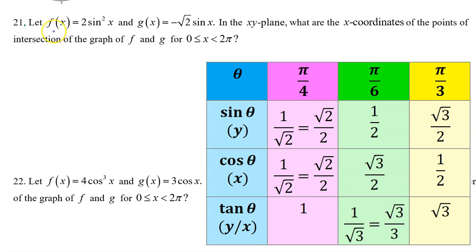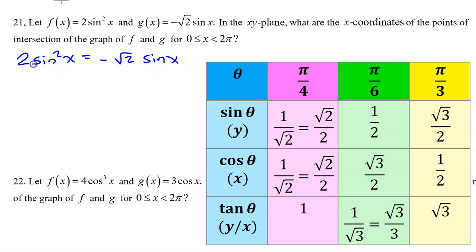Number 21. Let f of x equal 2 sine squared x and g of x equal negative radical 2 sine x. In the xy plane, what are the x-coordinates of the points of intersection of the graph of f and g on the interval from 0 to 2 pi? So we need to set these two functions equal to each other and solve. We have 2 sine squared x is equal to negative radical 2 sine x.